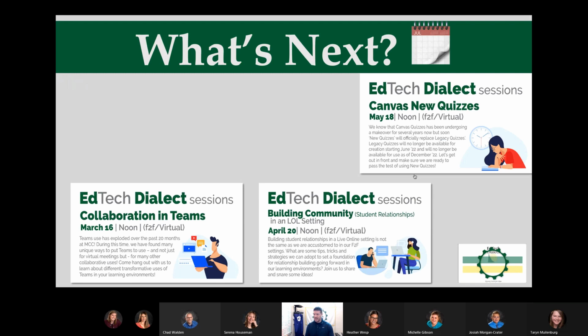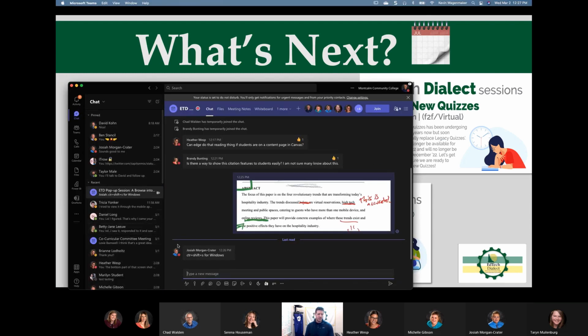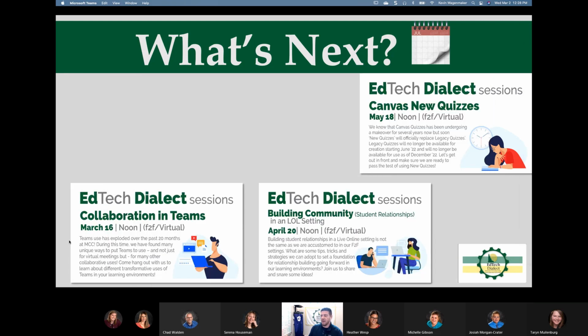And that's all that I have, but I think I saw a question or two. Heather asked, can Edge do that reading thing if students are on a content page in Canvas? Yes, and actually Immersive Reader is available right within Canvas as well for a content page. So it just depends on if you want to use the Edge version of Immersive Reader or the Canvas version of Immersive Reader. They're identical. So that makes it very easy.